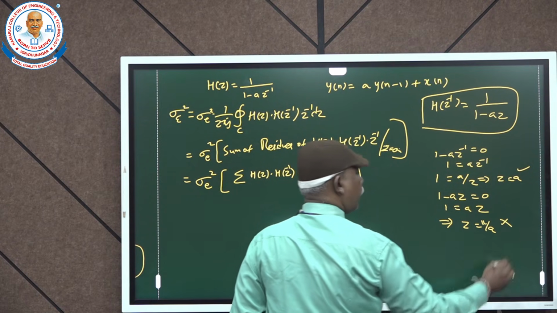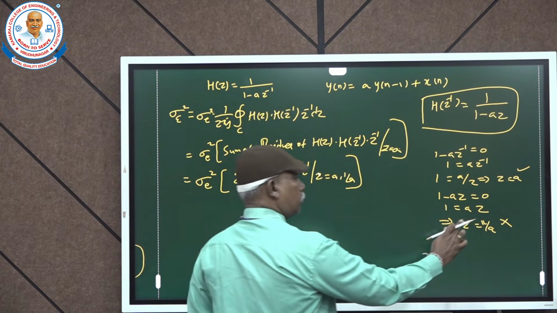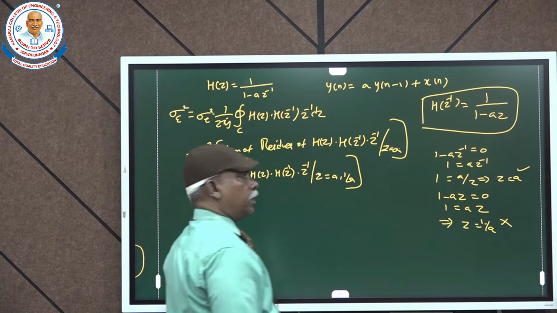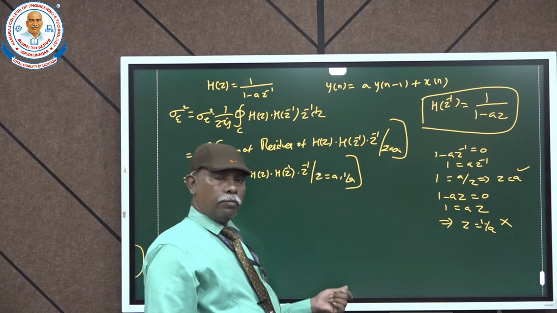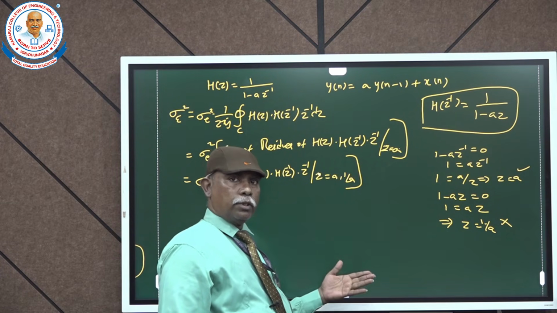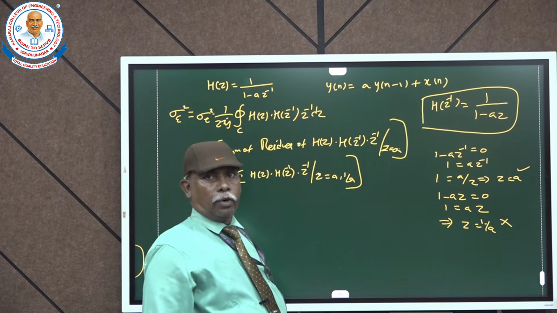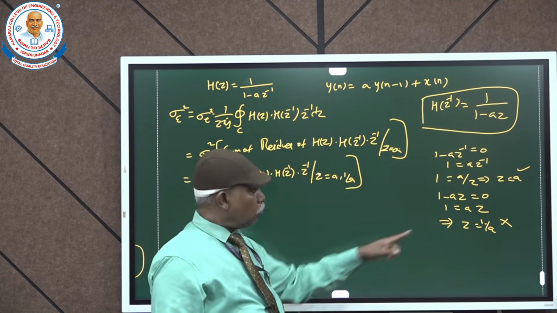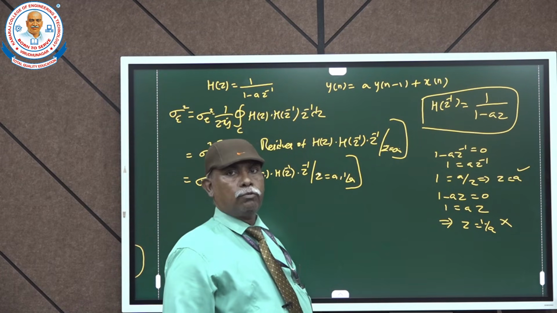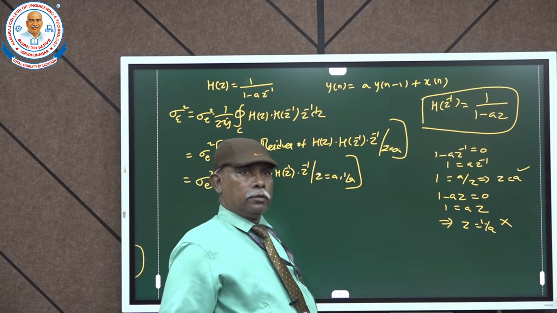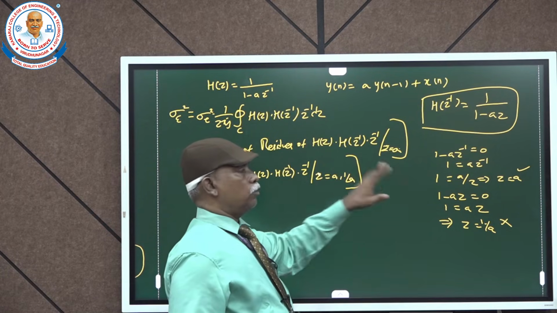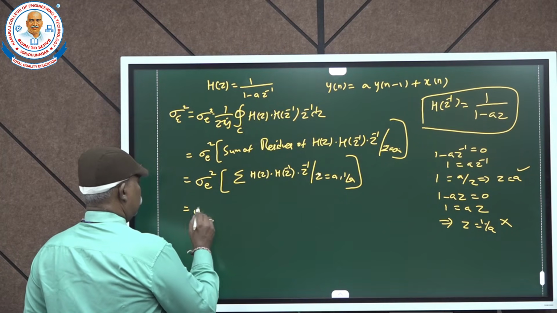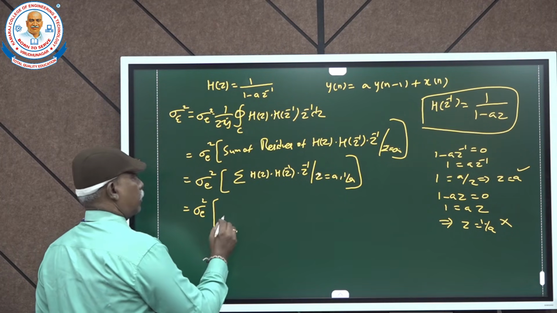So, z equal to 1 by a is outside the unit circle. a is inside the unit circle, and 1 by a is outside, because I already told you a values are from 0 to 1. Assume a is equal to 0.5, so it is inside the unit circle. Then 1 by 0.5 is 2, which is outside the unit circle. So, outside we cannot take. Only one residue, z equal to a, we have to take for our calculation.